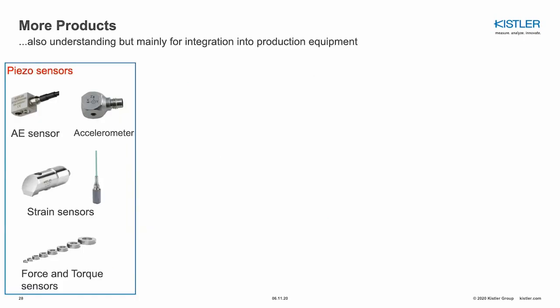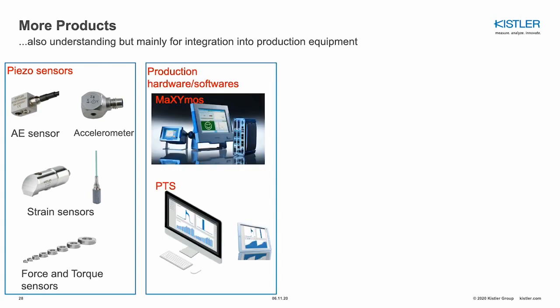And of course, there is more than that, especially when we are talking about integration into the production equipment. As we have mentioned before, acoustic emission sensors, strain sensors, force and torque sensors can be utilized. The core is, of course, the piezo technology. Then, of course, there are some production hardware and software standards such as Maxymos and the PTS app, which is coming up now, beginning of next year, customized for cutting processes.